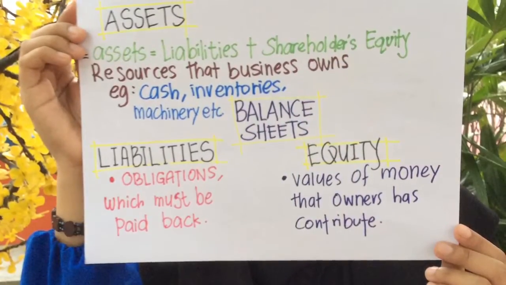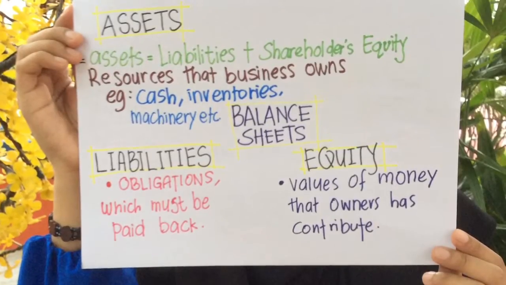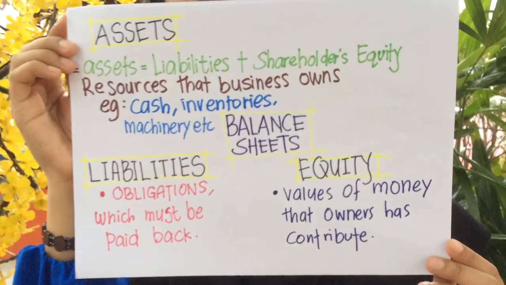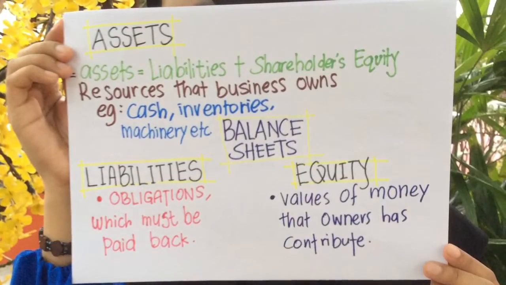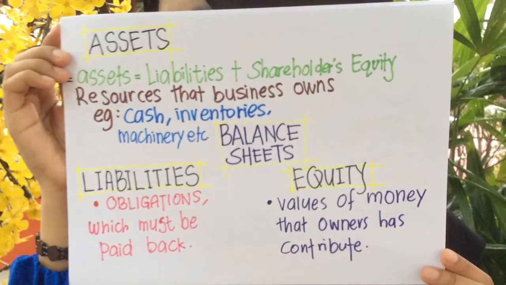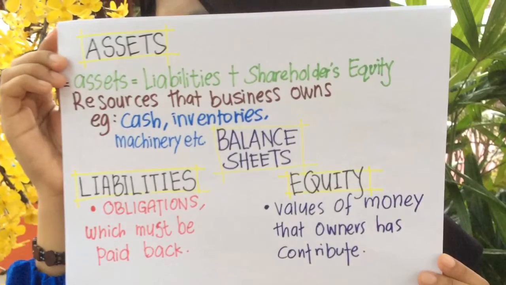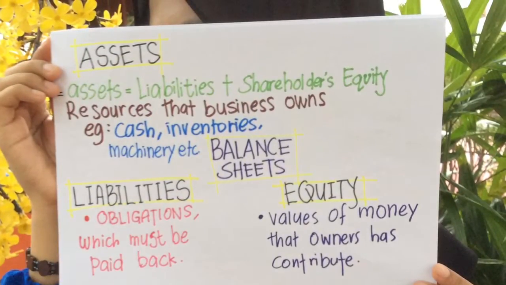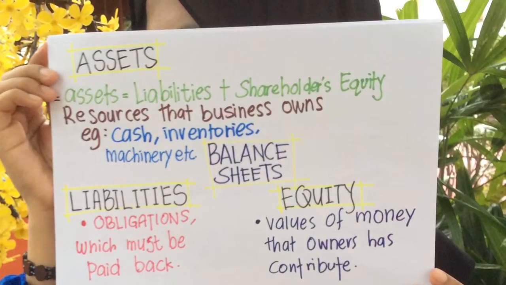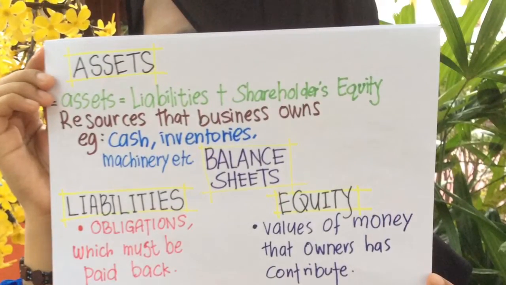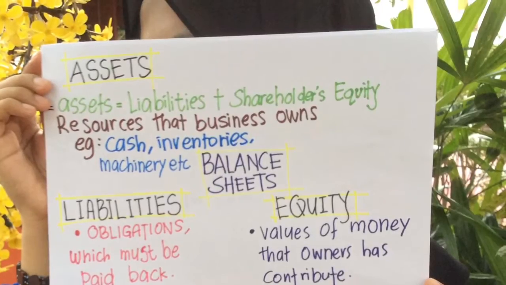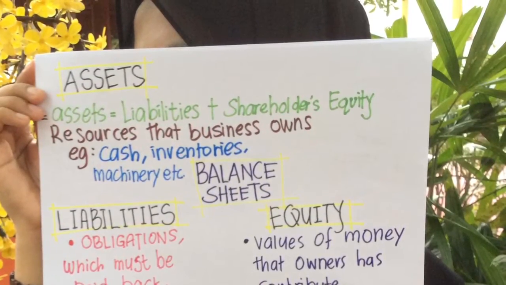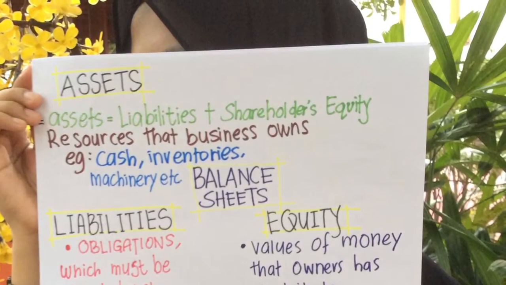There are three components of balance sheet, which is asset, liabilities, and equity. Asset is a resource that business own, for example, cash, inventories, and machinery. The formula used for finding asset is liabilities plus shareholder equity. Second, liabilities. Liabilities is an obligation which must be paid back. Third, equity. Equity means value of money that owner has contributed.